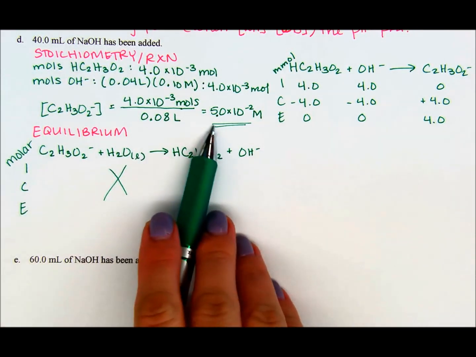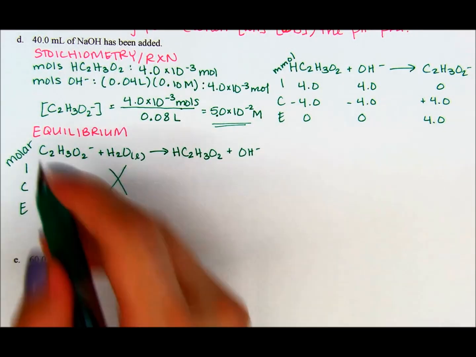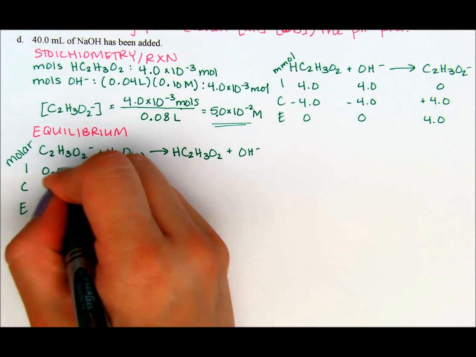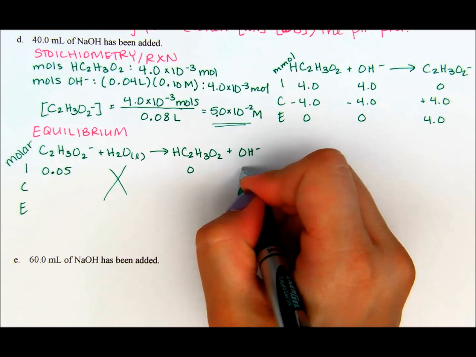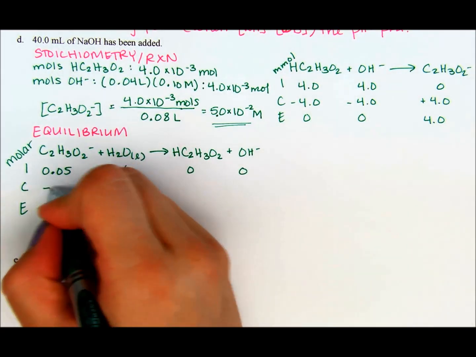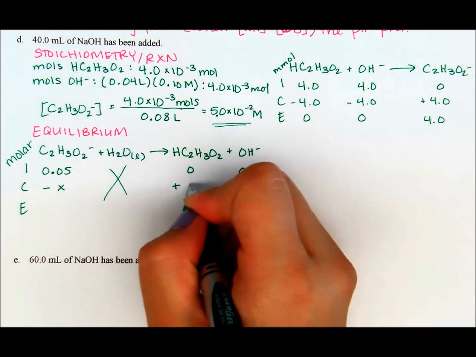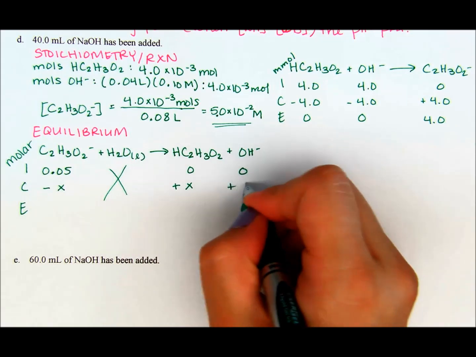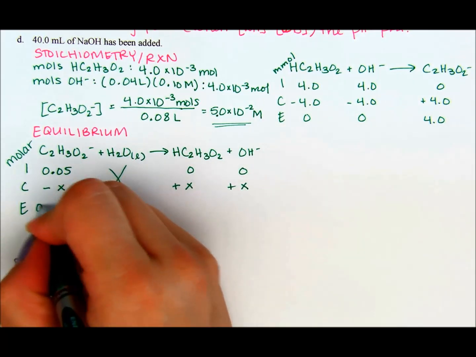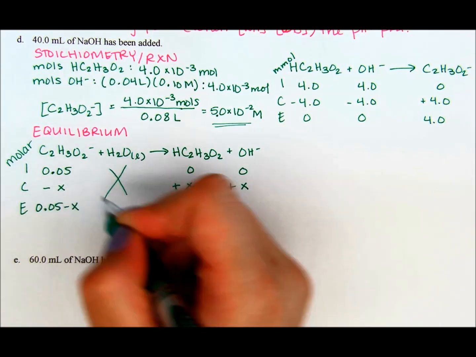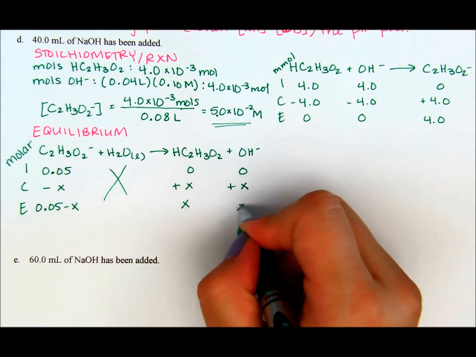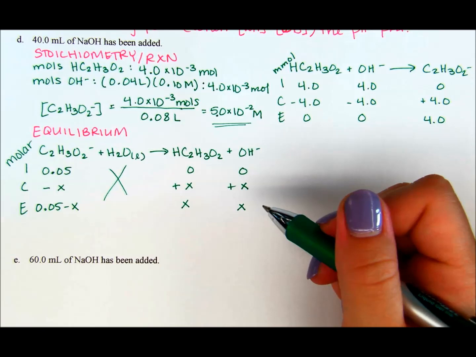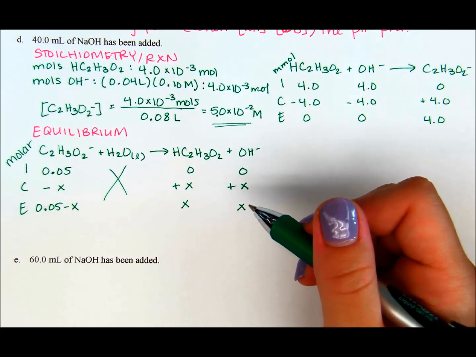So here, you have 5.0 times 10 to the negative 2 molar. I'm just going to write that in decimal form. You can leave it in scientific notation if you want. We haven't formed any of this. We haven't formed any of this. So as we've done before, plus x, minus x, plus x, plus x. Here, 0.05 minus x is your ending concentration. You end with x of your acetic acid and x of your hydroxide.